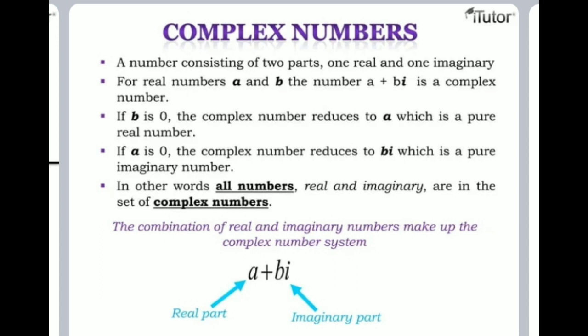In other words, all numbers, real and imaginary, make up the set of complex numbers. The combination of real and imaginary numbers makes up the complex number system. In a plus bi, a is the real part and bi is the imaginary part.